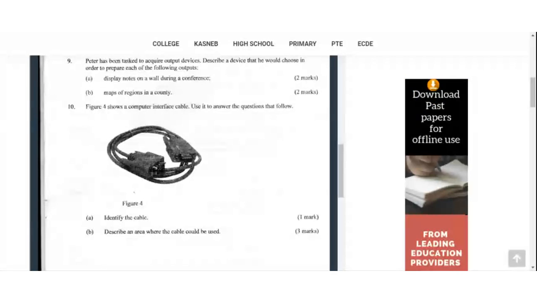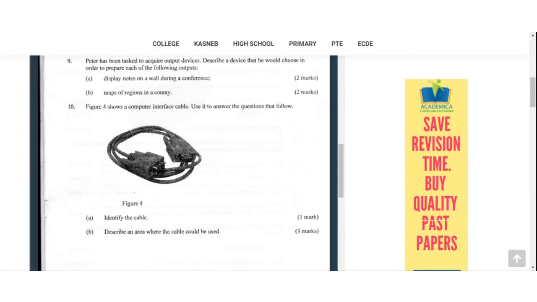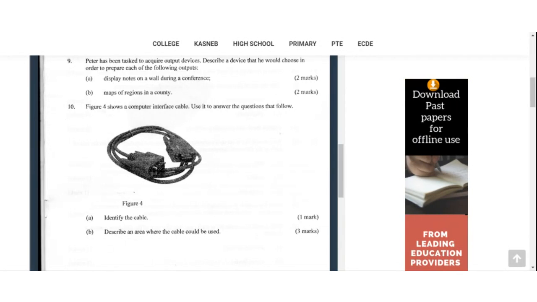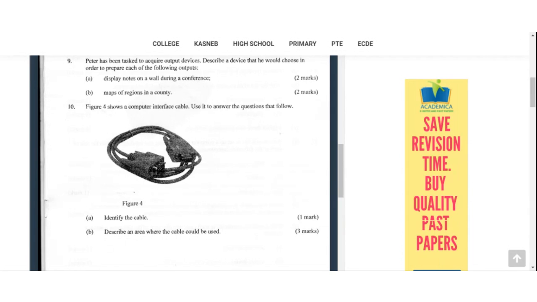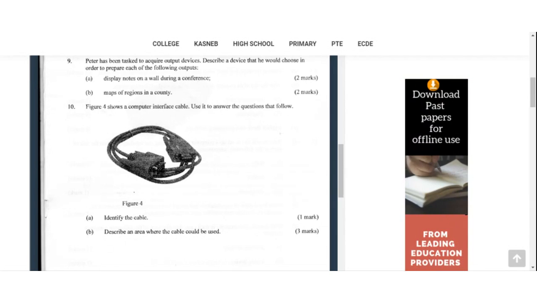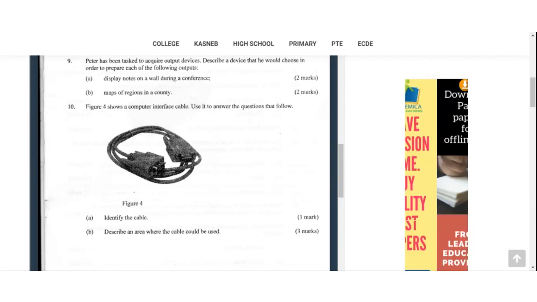So Ernest, can you see that diagram? Can you see that cable? I want you to identify the cable. Which is that cable? Just look at it very well, and describe where it is used.